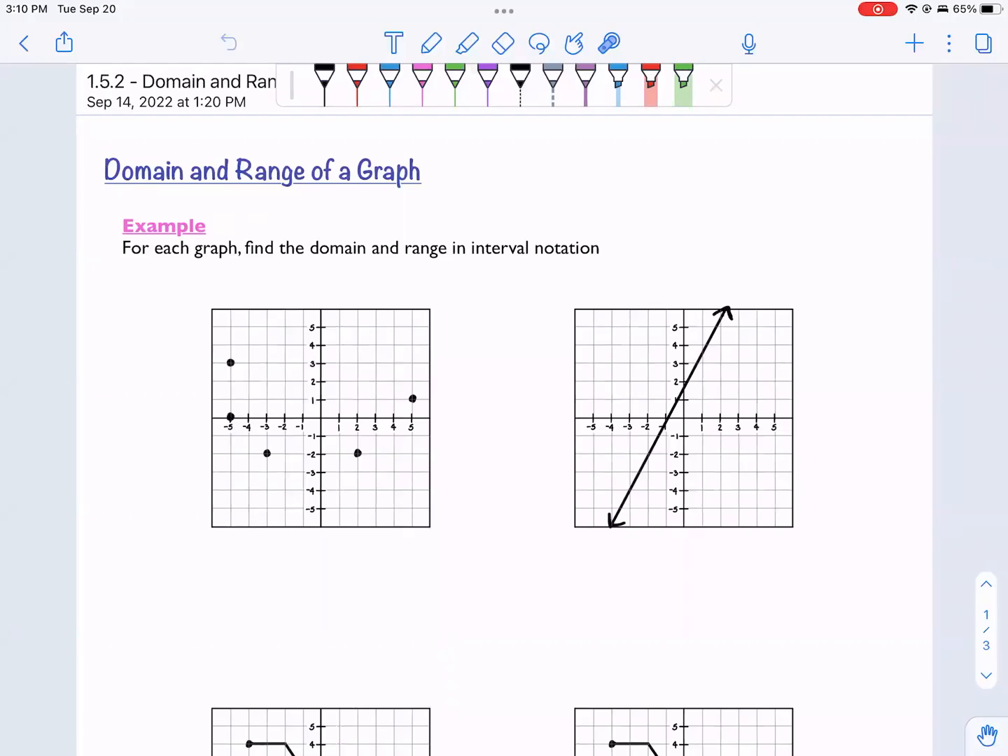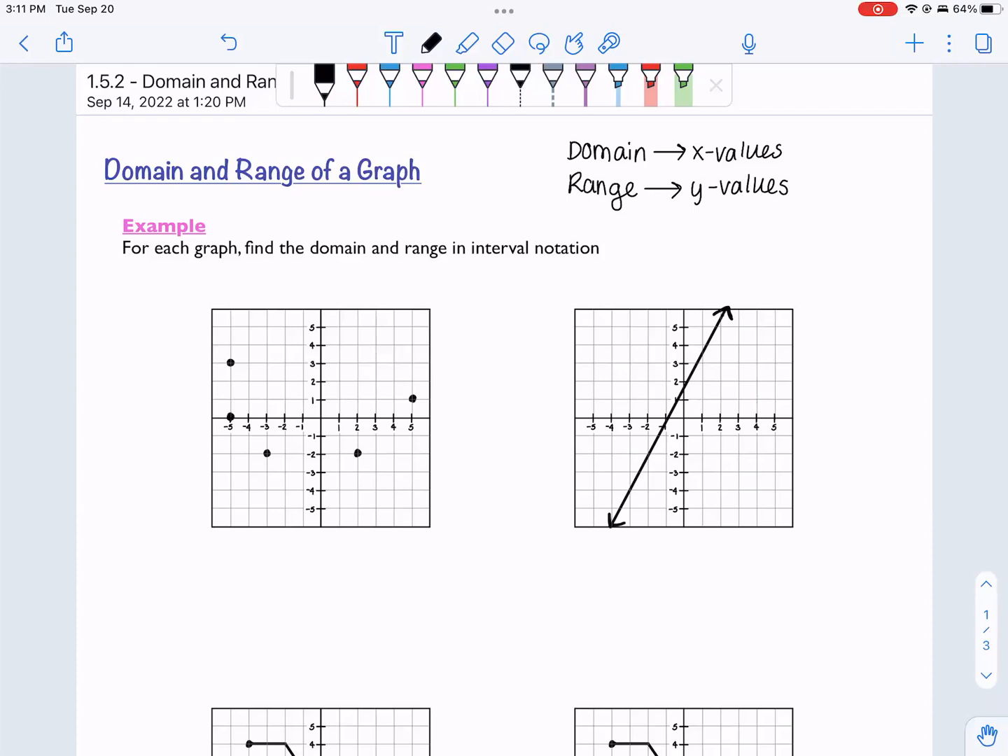Domain and range of a graph. All right, so previously we had talked about how domain, those were the x values of the graph of a function. Those are the allowed inputs. And we talked about how range, those were the allowed outputs or y values, the possible y values.